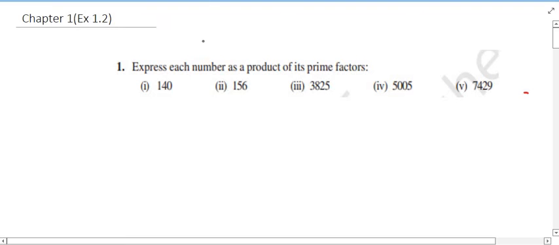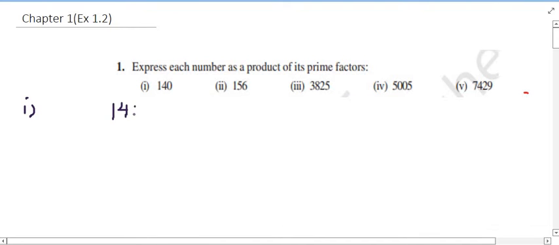Hello students, so today we are going to start with exercise 1.2 from chapter number 1. We have to express each number as a product of its prime factors in question number 1. In the first one we have to write the prime factors of 140.